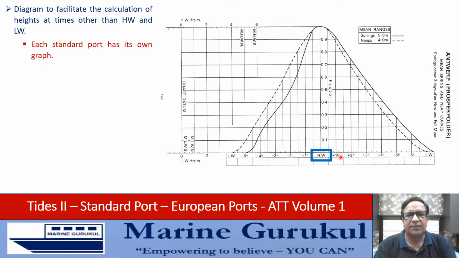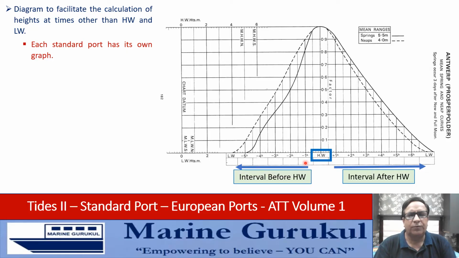Now, if you see on the x-axis of this curve at the middle, we have the high water. To the right of it, we have on this base axis interval after high water, and you can see this interval is prefixed with plus, that means plus 1 hour, plus 2 hours, and so on. And right at the end, we have the low water here. To the left of this high water, we have interval before high water, and the intervals are prefixed with minus, and again we have high water on this side. In this diagram, this line represents the chart datum.